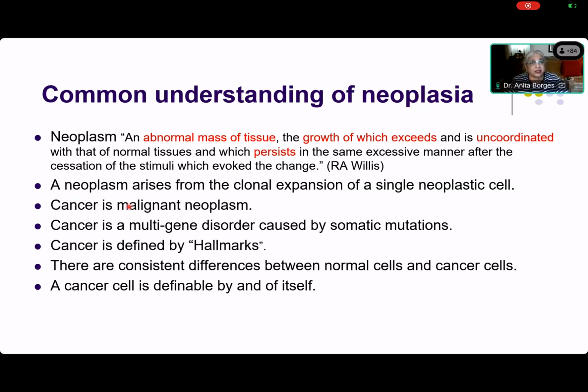That cancer is a malignant neoplasm. Sorry, cancer is a malignant neoplasm. That cancer is a multi-gene disorder caused by somatic mutations. I'm sure all of you have heard this. All of you have read this in your textbooks. Cancer is defined by hallmarks, and there are consistent differences between normal cells and cancer cells. And a cancer cell is definable. That means you can define each cancer cell. Okay, so this is our common understanding of cancer.